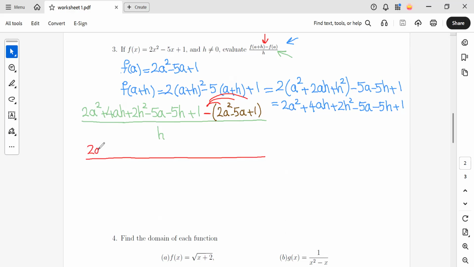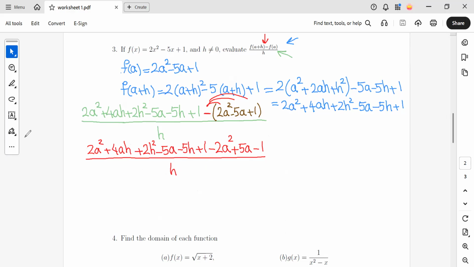It would be 2a squared plus 4ah plus 2h squared minus 5a minus 5h plus 1 minus 2a squared plus 5a, because we have two negatives, and then minus 1 over h.